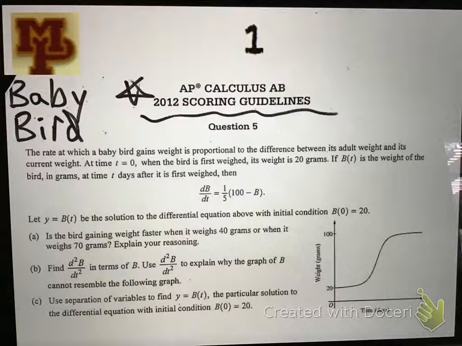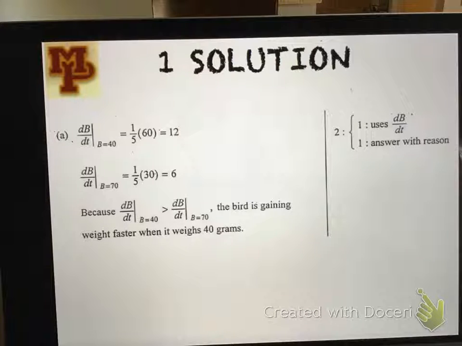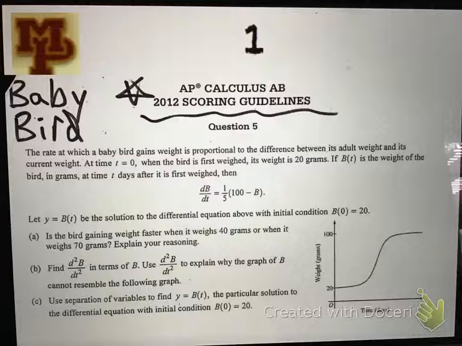All right. So the baby bird, I just wanted to talk through some of the solutions there, the A, B, and C parts. So this is the original problem that you were given yesterday. So let's go through some of this. The first question was asking, is the baby bird gaining weight faster when it weighs 40 grams or when it weighs 70 grams?